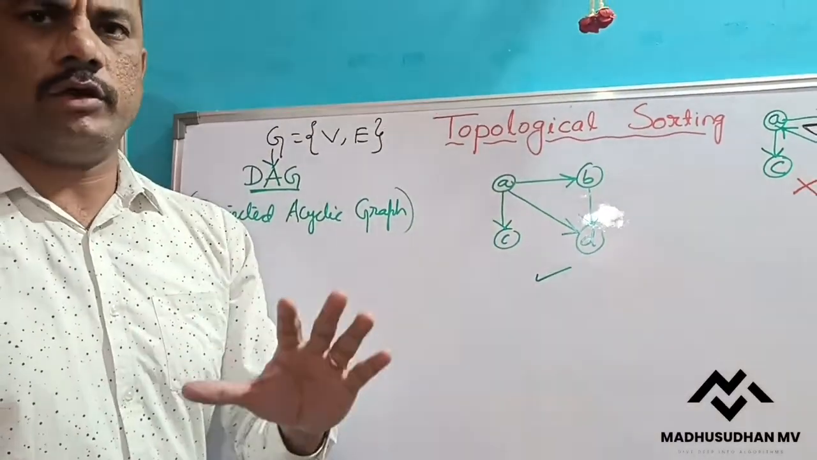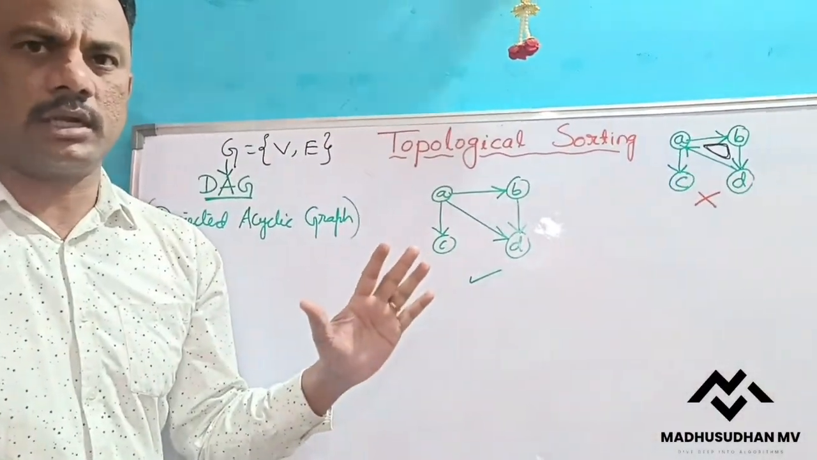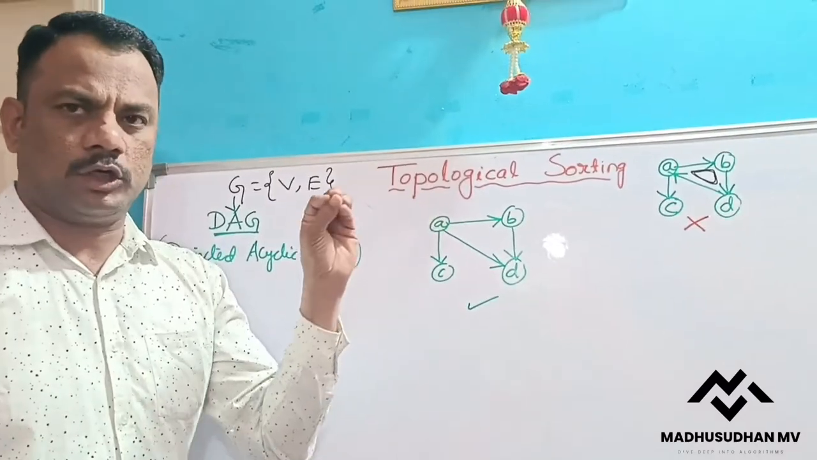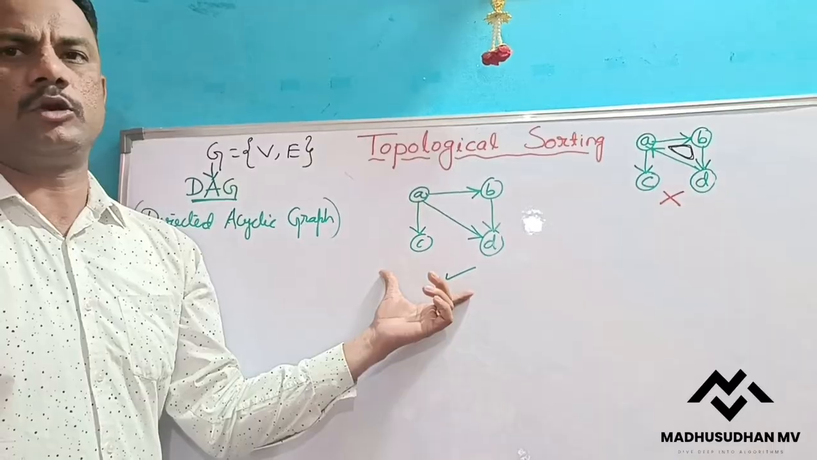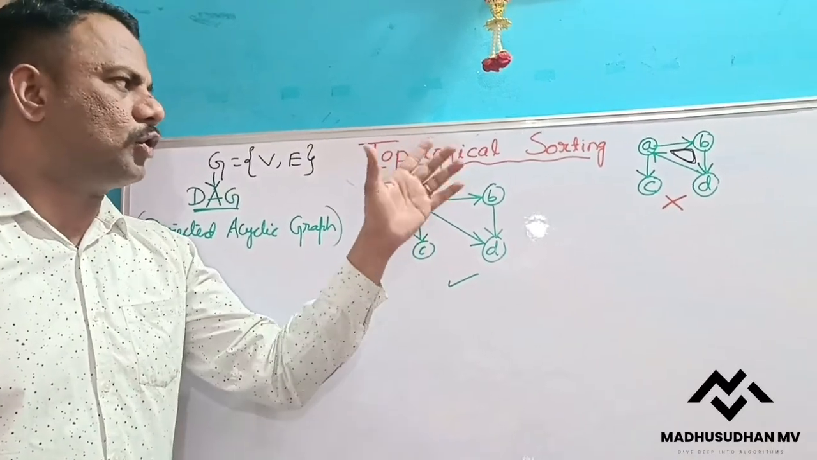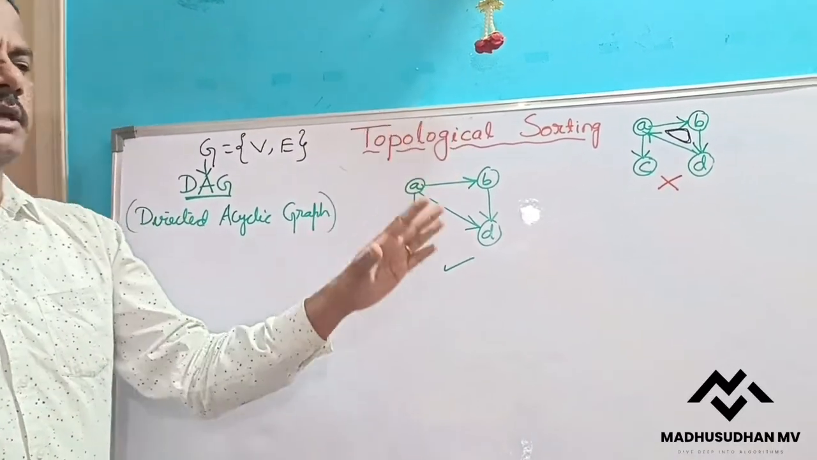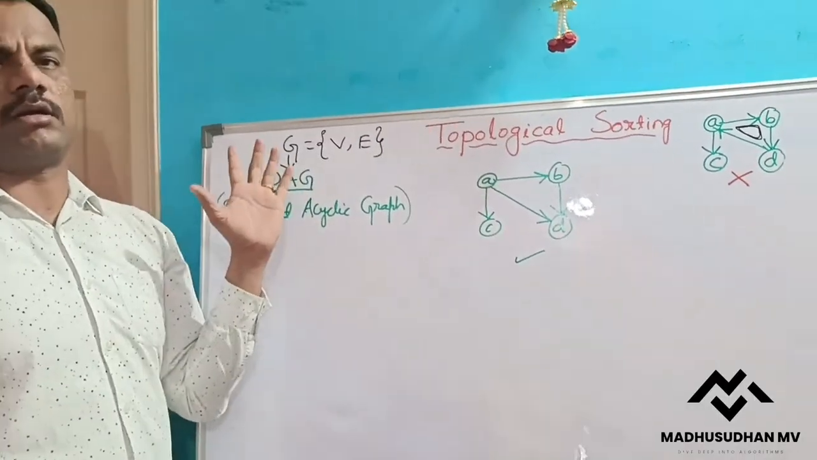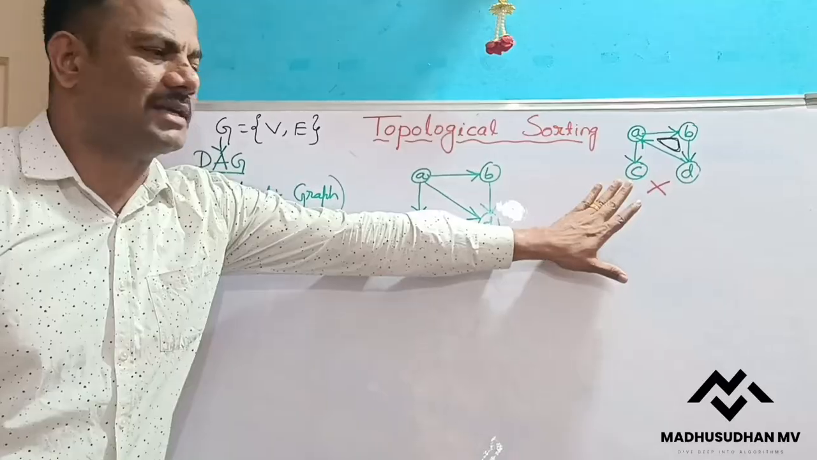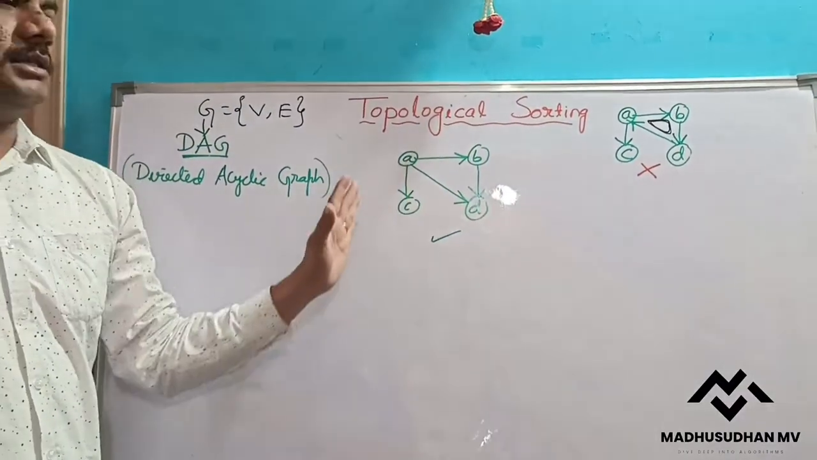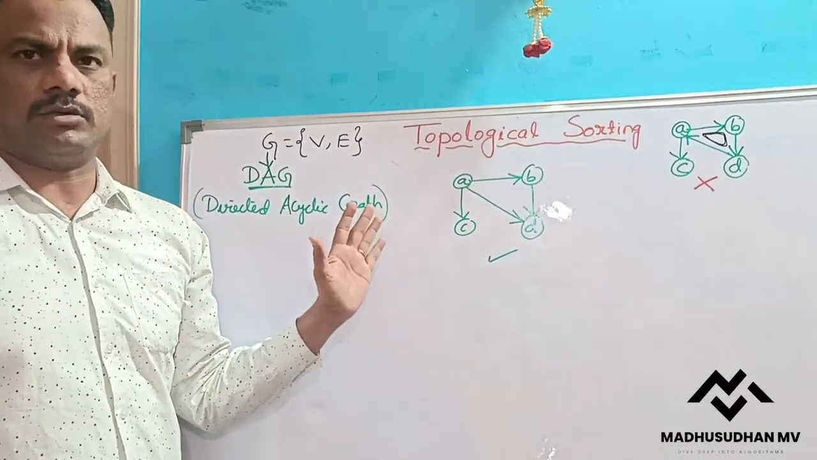So now we know what topological sorting means, for what purpose we use it, and for what type of graphs we can apply it. First, in order to apply topological sorting, we need to check whether the given graph is directed acyclic or not. If it is directed acyclic like this, we can apply it. Otherwise, if it has a cycle, we cannot apply it. We hope people understood up to here.